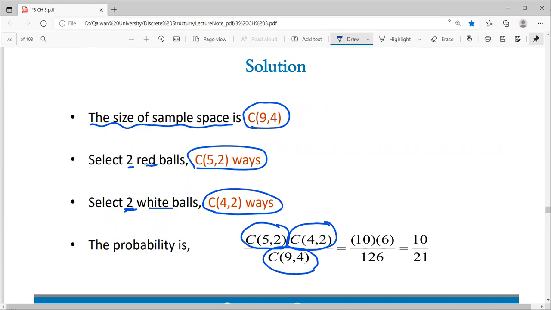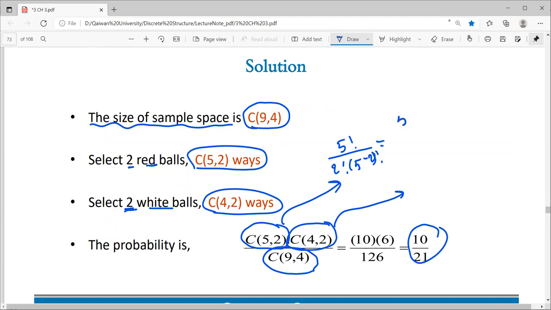It equals 10 times 6 divided by 126, which is 10 over 21. Okay, you just need to calculate each of these. The first one is 5 factorial dividing by 2 factorial times 5 minus 2 factorial. It equals 5 times 4 times 3 factorial dividing by 2 factorial times 3 factorial. These cancel out. Here we have 5 minus 2 is 3 factorial. It is 5 times 4 dividing by 2. That's 20 dividing by 2, which is 10.